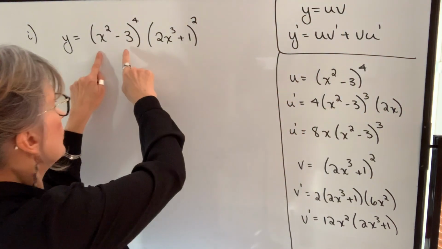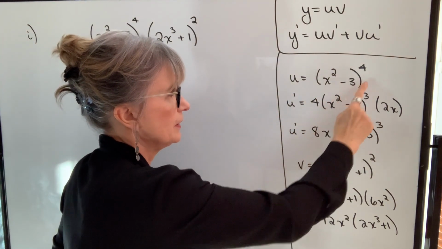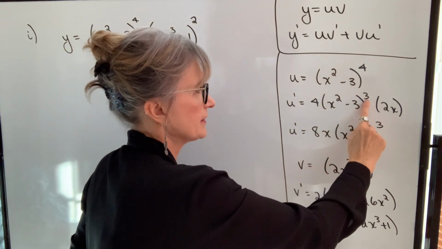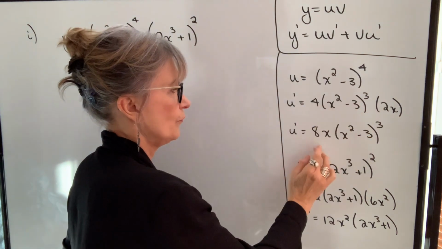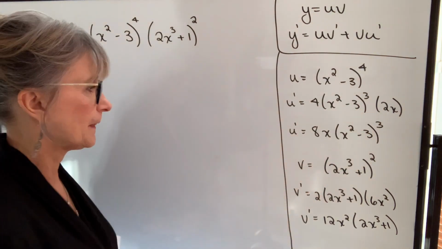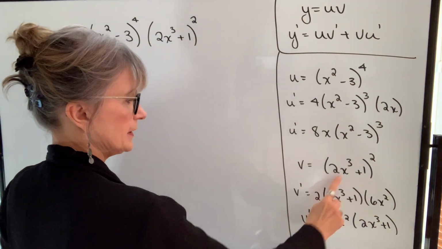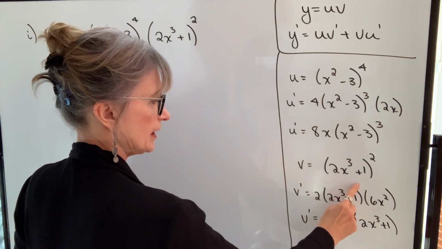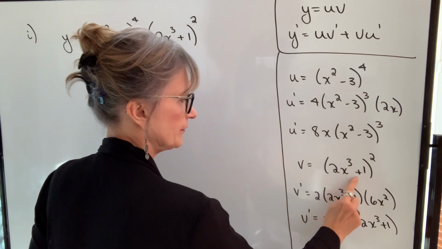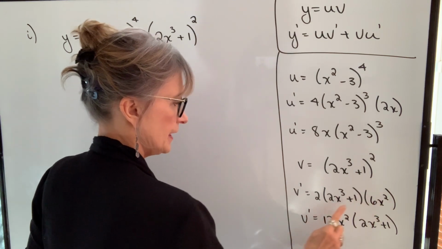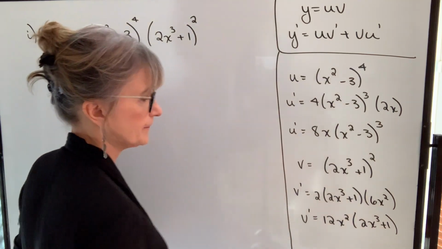We identify u as our first factor, and we then differentiate it using our power rule. So n times this to the n minus 1 times the derivative of what's inside, which would be 2x, and then I just combined 4 times 2x to get 8x. V, I do the same thing. I differentiate it with the power rule. So it will be n times this function to the n minus 1. 2 minus 1 is 1. And then I look inside and I multiply by the derivative of this, which is 6x squared. And then I just multiply 2 times 6x squared to get 12x squared times this.